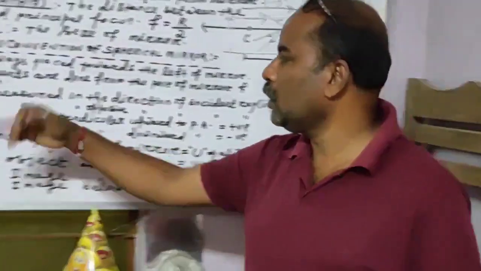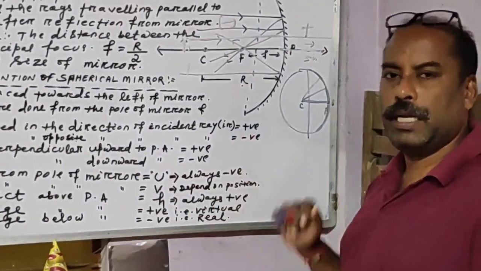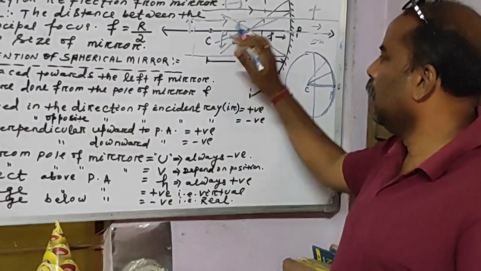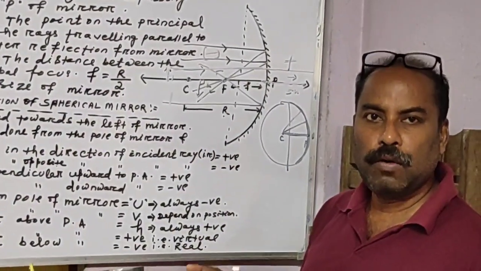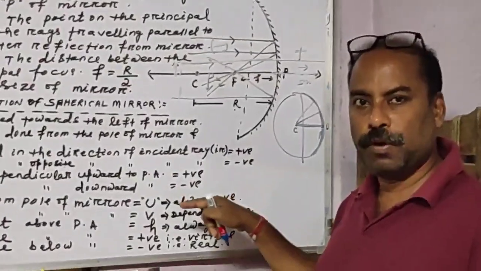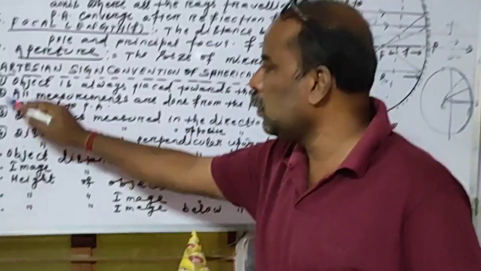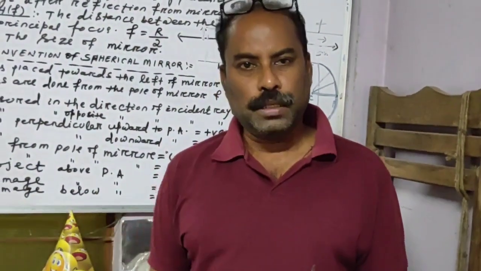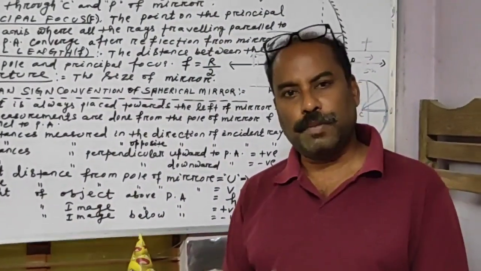Just opposite, the distances measured perpendicular downward to the principal axis are negative. Suppose the image is formed here, below the principal axis, and its height is 4 meters. Then we write the height of the image as minus 4 meters, because it is measured below the principal axis, perpendicular. So points 1 to 4 are known as the Cartesian sign convention of the spherical mirror. So two parts are over: one is the different terms related to the spherical mirror, and the other is the Cartesian sign convention of the spherical mirror.